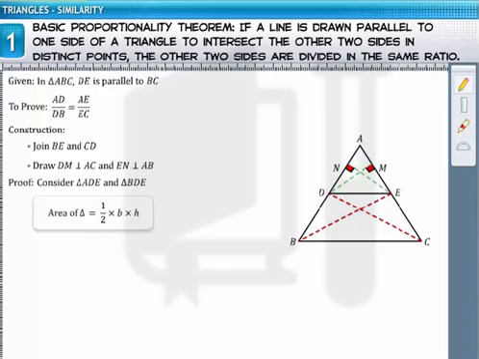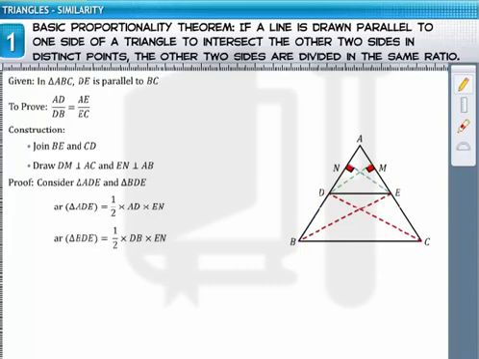The area of a triangle can be calculated as half of the product of the base and the corresponding height. This means the area of triangle ADE is half the product of the base AD and the height EN. Similarly, the area of triangle BDE is half the product of the base DB and the height EN.